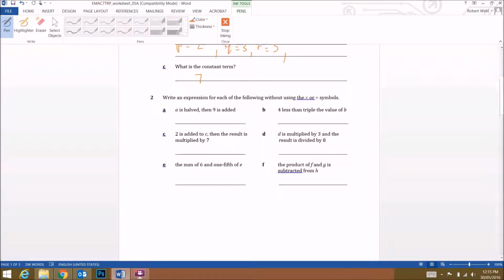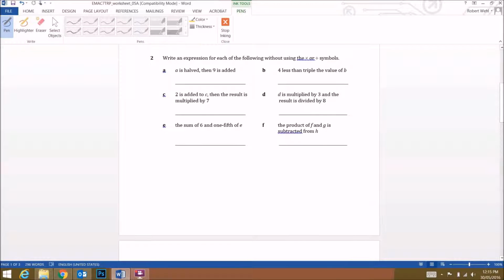Okay, let's have a look at question 2. Write an expression for each of the following without using the times or divided by symbols. So A is halved and then 9 is added. So half of A, we go A divided by 2, because if we want to halve something, we divide it by 2. And then 9 is added, so then we plus 9. B, 4 less than triple the value of B. So we need to triple B, so we times B by 3, and then we need 4 less than that, so we take away 4.